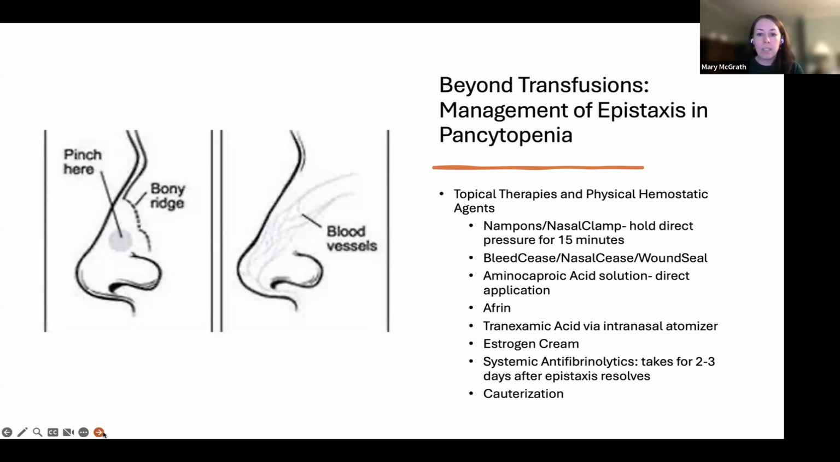Once the bleed is resolved, using estrogen creams such as Premarin can be really helpful to build up and thicken the mucosa inside the nose to provide some more protection to those really shallow, superficial, fragile blood vessels in the nose.